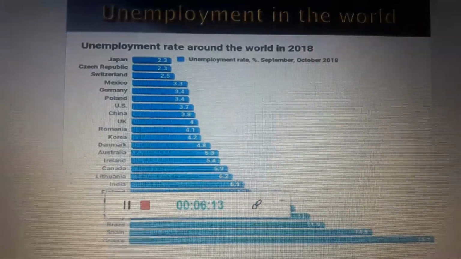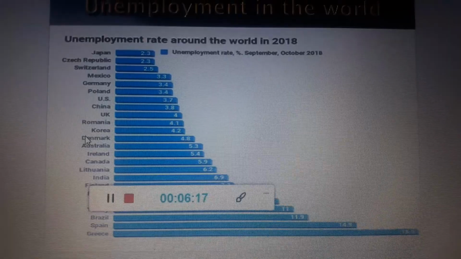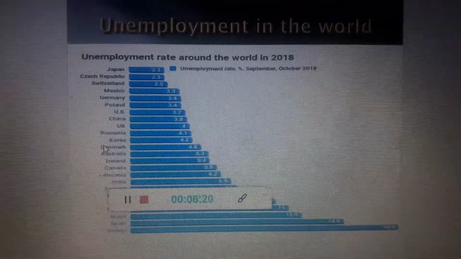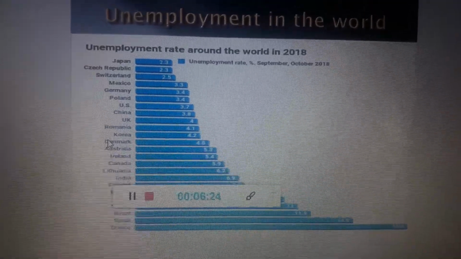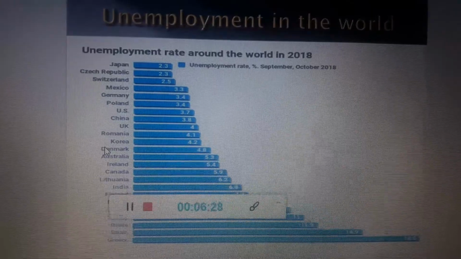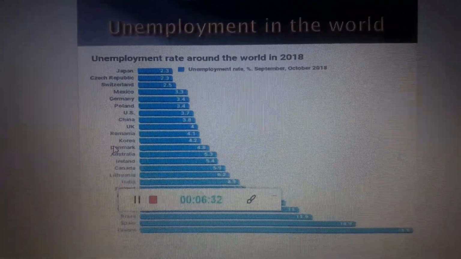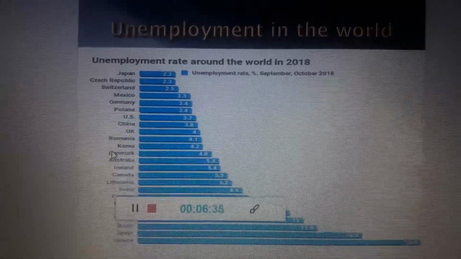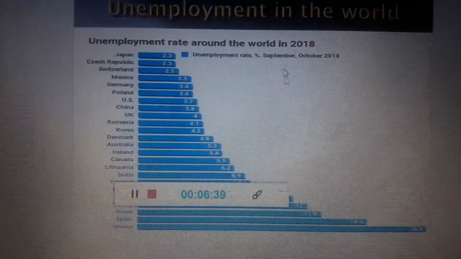So we will talk now about some statistics or data in the world, and we will see a graphic. We will see some numbers for some countries. This is the unemployment rate around the world in 2018.